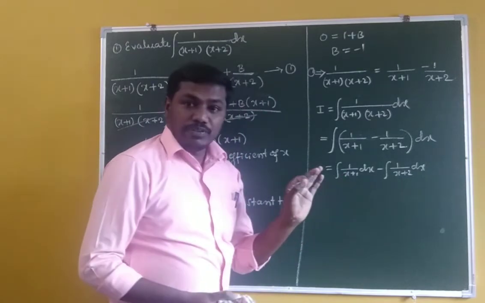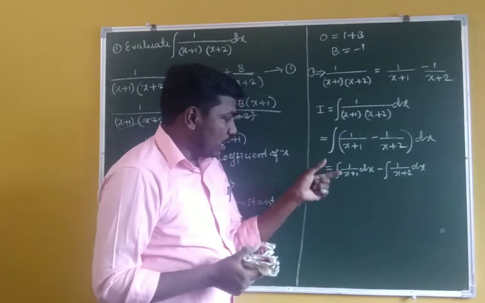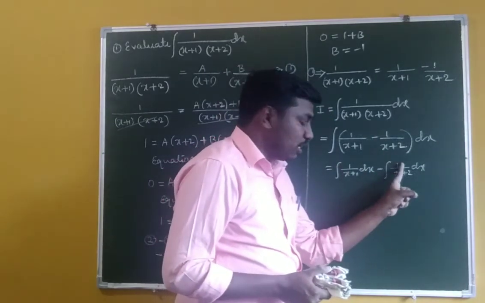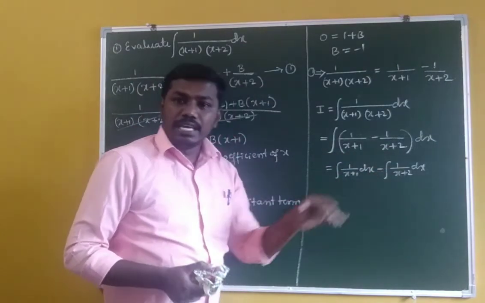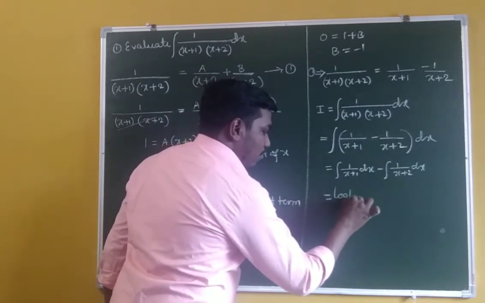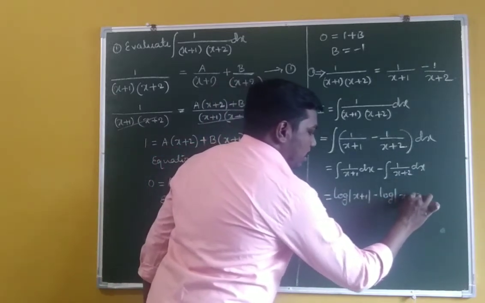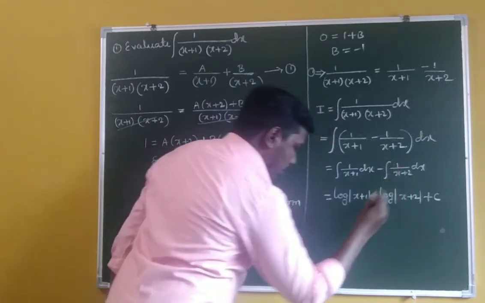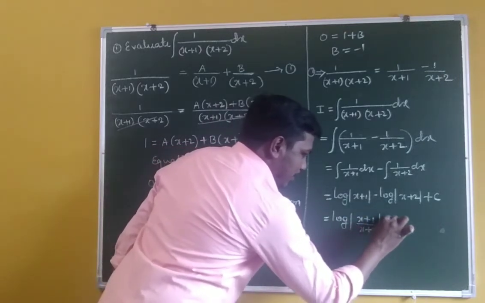What is the derivative of x plus 1? It is 1. If the numerator is f dash of x divided by f of x, what is the derivative of x plus 2? It is 1. The integration of f dash of x divided by f of x is log of modulus of f of x. So it is log of modulus of x plus 1 minus log of modulus of x plus 2, plus the integration constant. Log m minus log n is log of m by n. So the answer is log of modulus of x plus 1 by x plus 2, plus the integration constant.